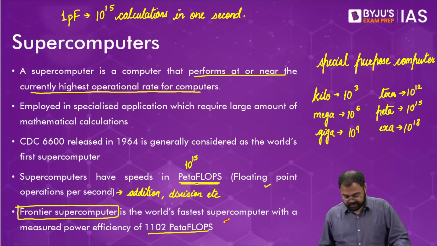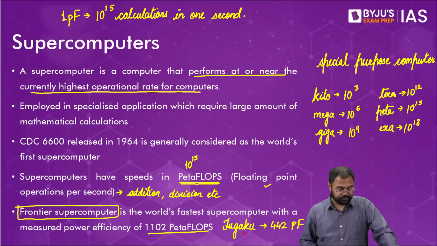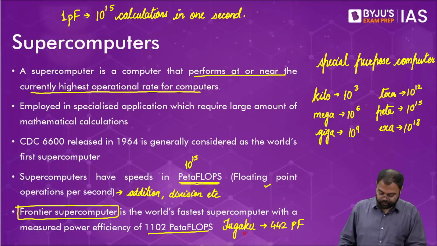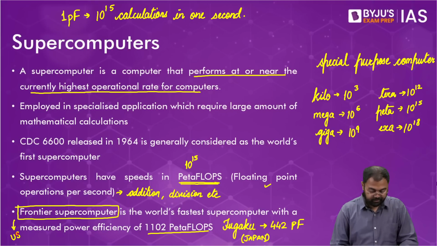Before this, there was another supercomputer that goes by the name Fugaku, and Fugaku had a speed of 442 petaflops. So this was the fastest supercomputer up till 2 years back, and since the last 2 years, Frontier has been the fastest supercomputer. Fugaku belonged to Japan. Frontier belongs to the US. So that is basically how we are looking at the supercomputers that we have right now.